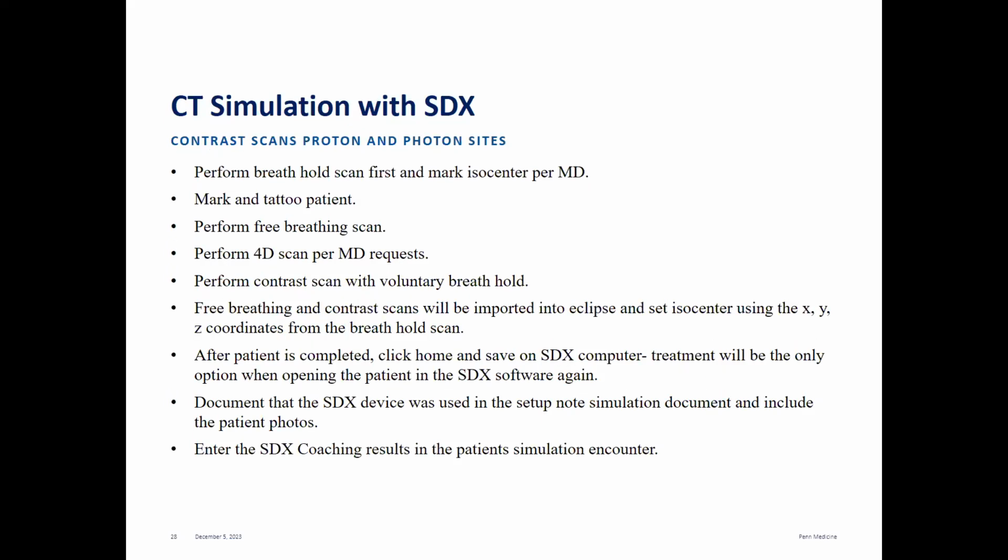So this next slide is for contrast scans with proton and photon. It is very similar to the non-contrast scan. You perform that breath hold scan first, and you're going to mark the isocenter, and then you're going to mark and tattoo the patient. You'll still perform that free breathing scan, and at the MD request, you're going to still perform that 4D scan. So the last scan that you do is a contrast scan, and the contrast scan is going to be with a voluntary breath hold.